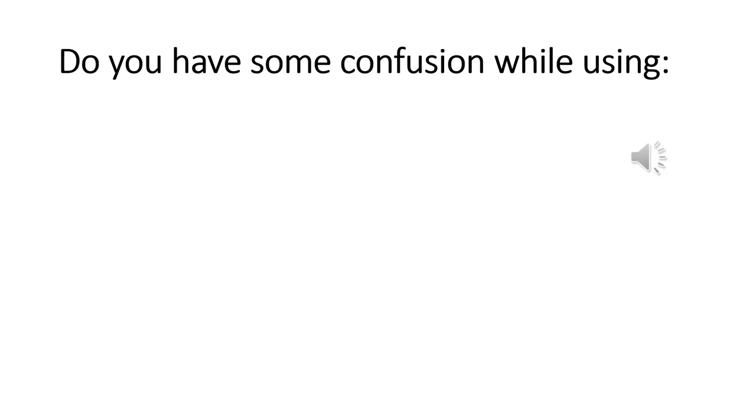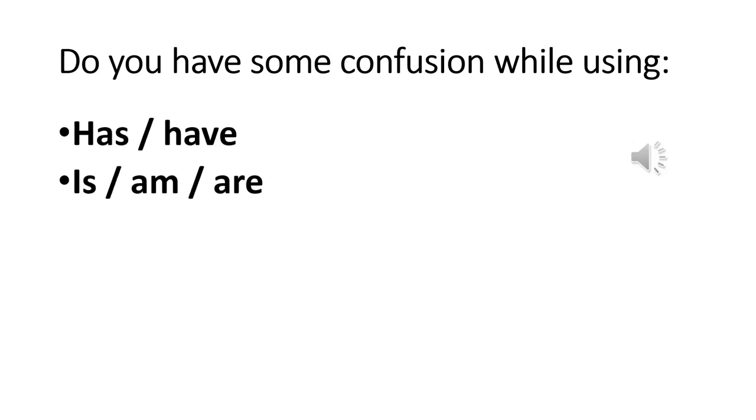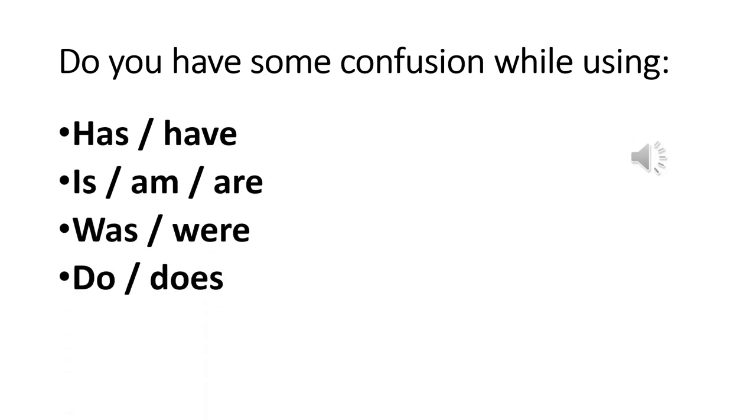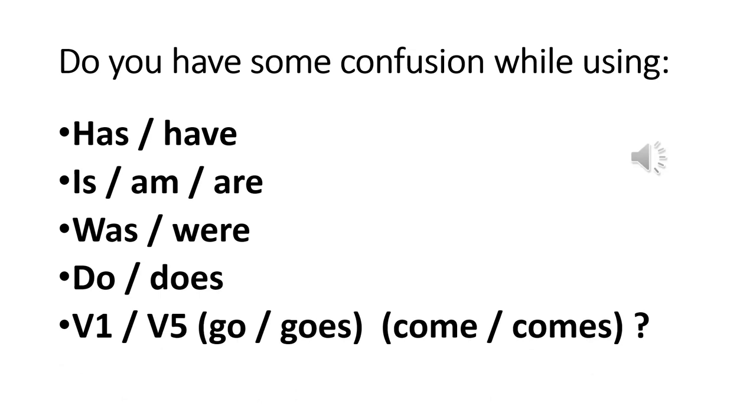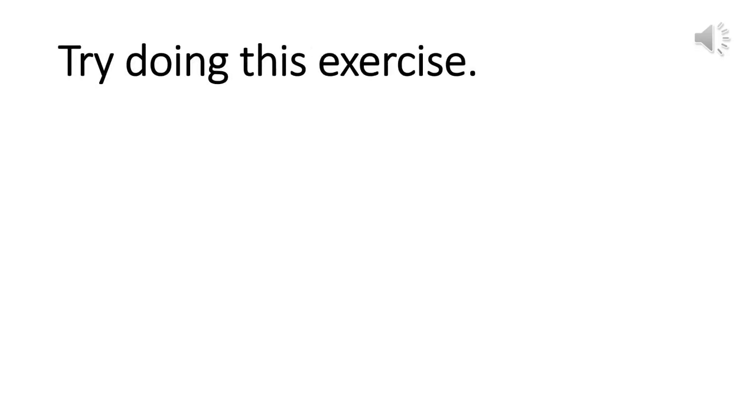Do you have some confusion while using has, have, is, am, are, was, were, do, does, V1, V5, for example, go, goes, come, comes, etc.? Do you get what I mean? If you don't, please don't worry. Just try doing this exercise. Look at number A.